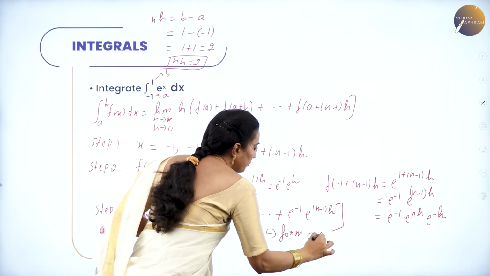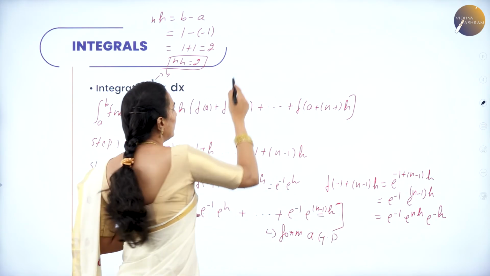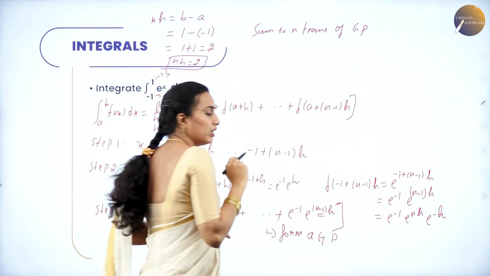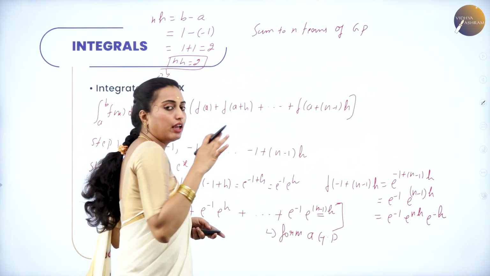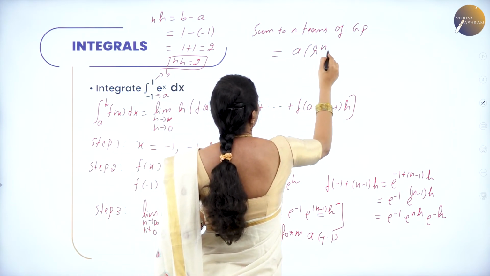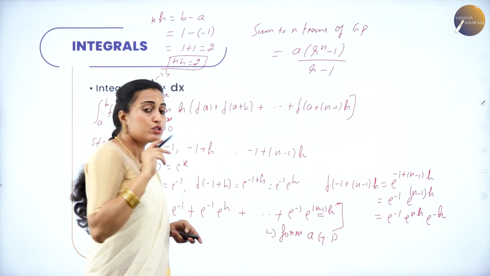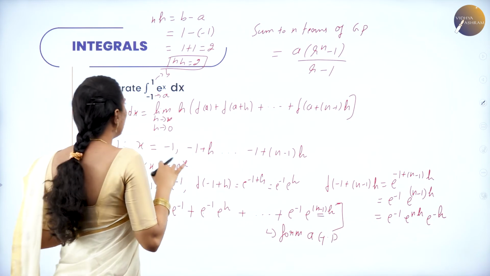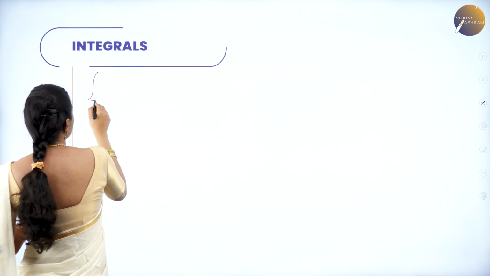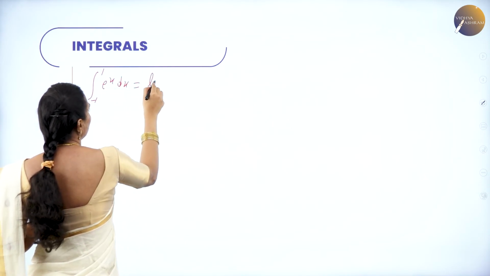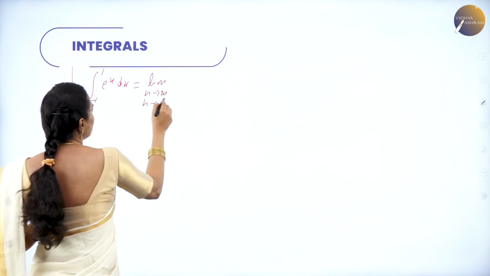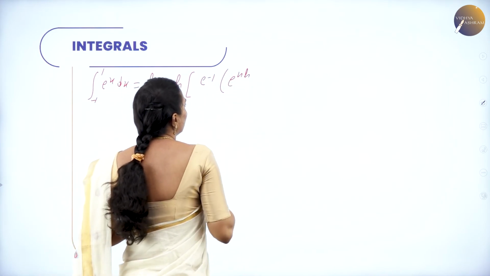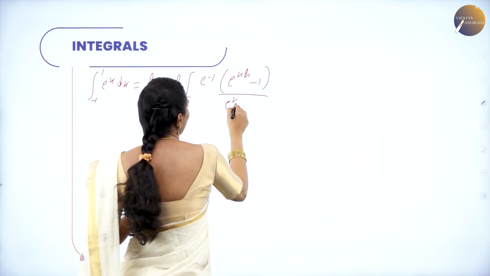GP means what? Geometric progression. What is the sum to n terms of GP? Sum to n terms of GP, if r is greater than 1, is given by a into r to the power of n minus 1 divided by r minus 1. So therefore here a is nothing but e power minus 1 and r is nothing but e power h. Therefore, substituting accordingly, which implies integral of minus 1 to 1 e power x dx is nothing but limit as n tending to infinity, h tending to 0, h into e power minus 1 into e power nh minus 1 divided by e power h minus 1.